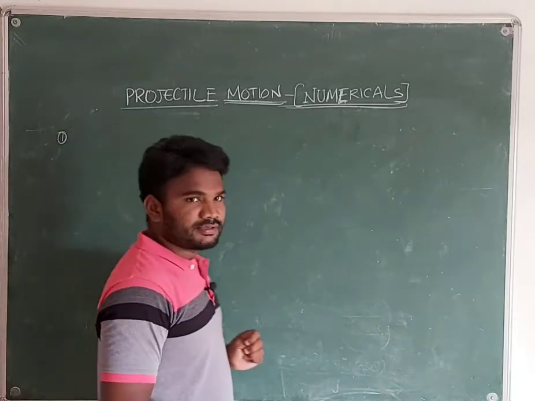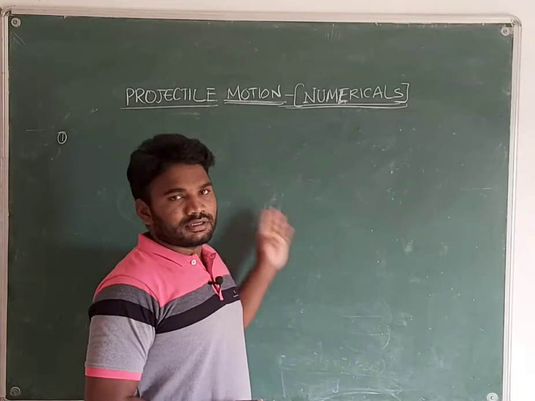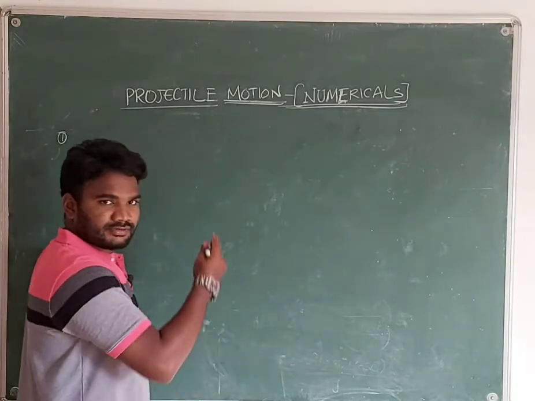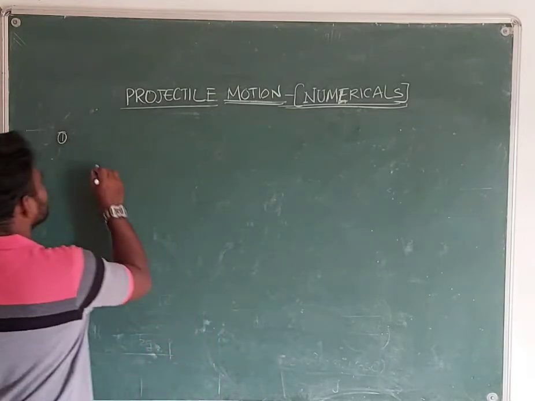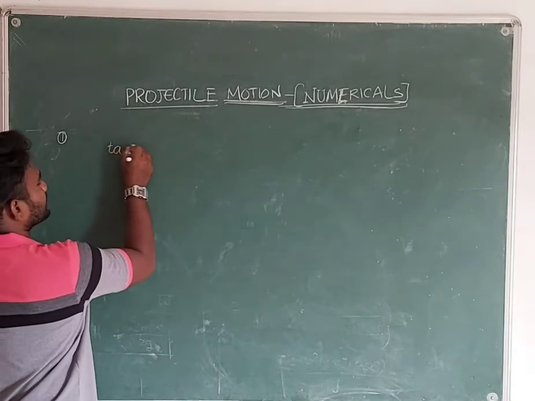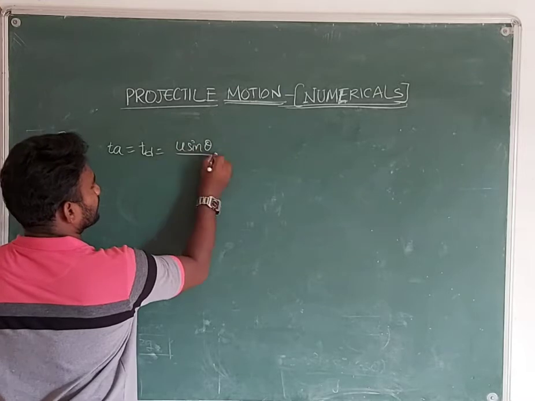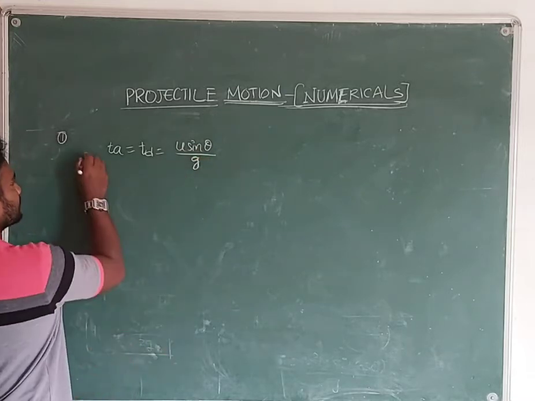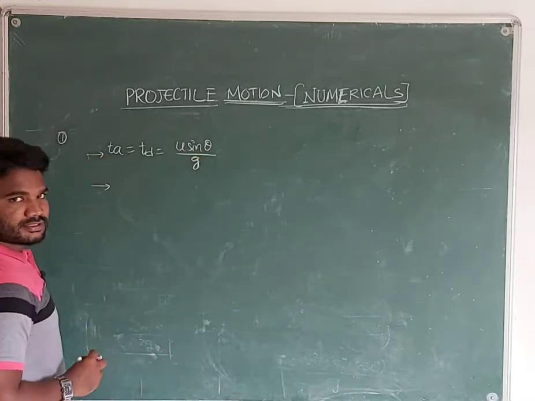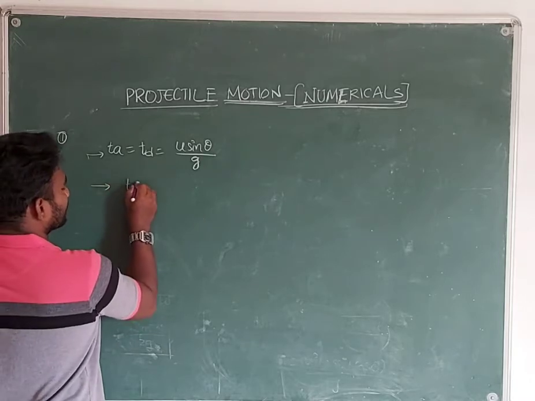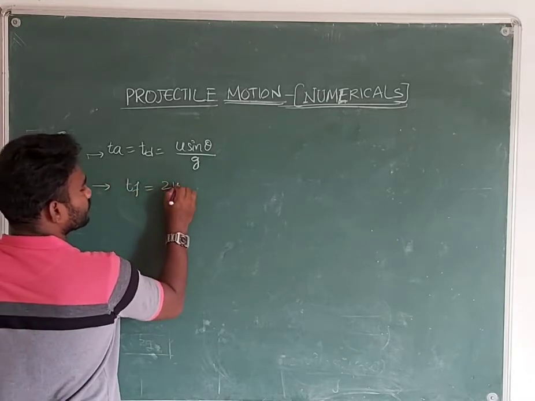We have already discussed many formulas regarding projectile motion. I will give a small recap. The first formula: time of ascent is equal to time of descent is equal to u sin theta divided by g. The second formula: time of flight is equal to 2u sin theta by g.